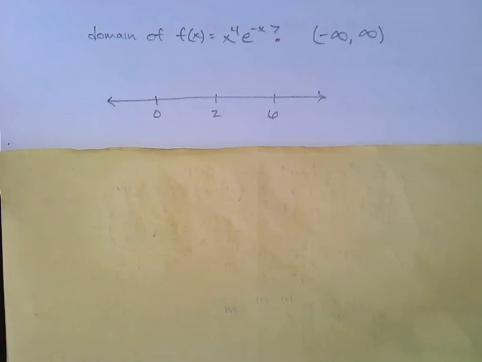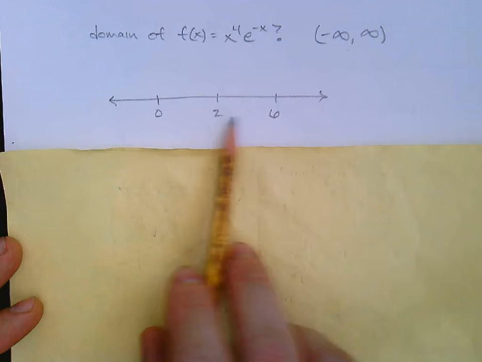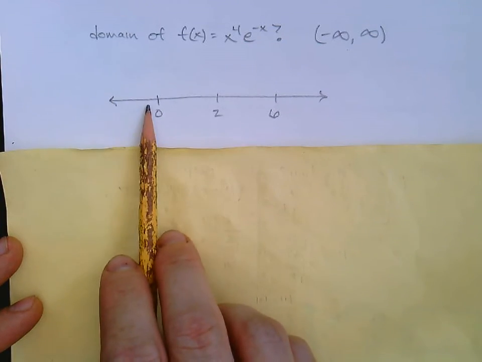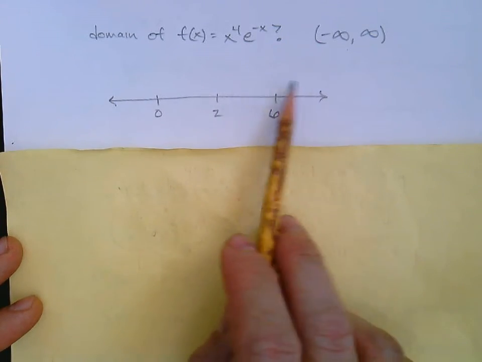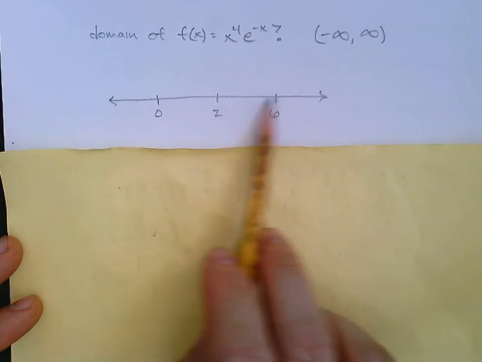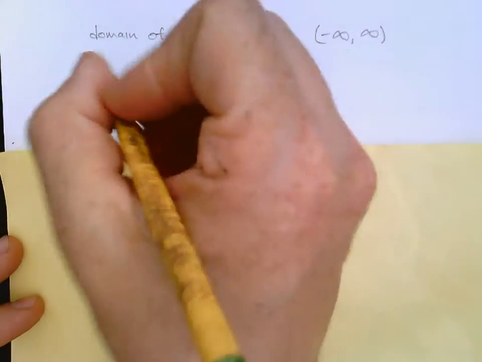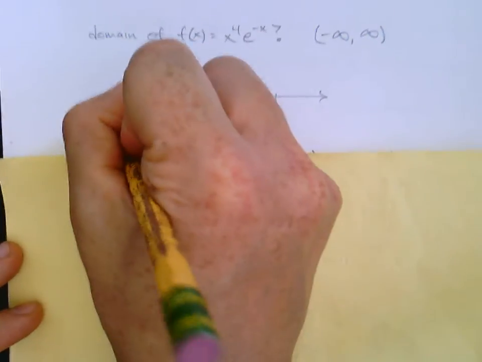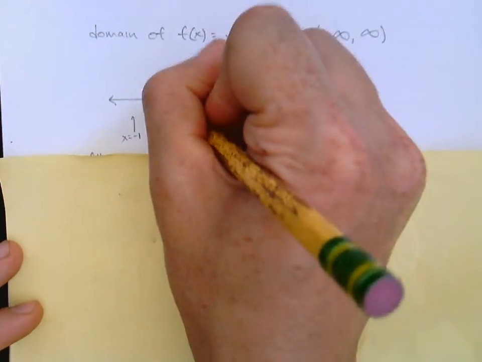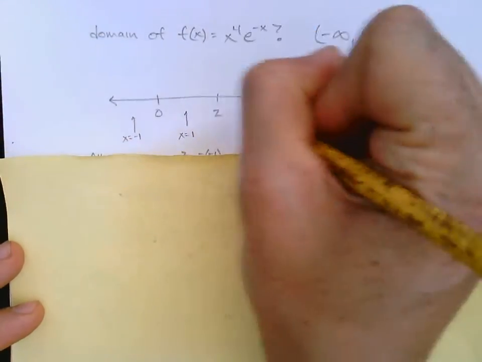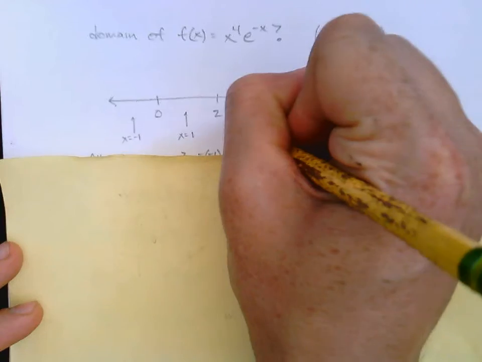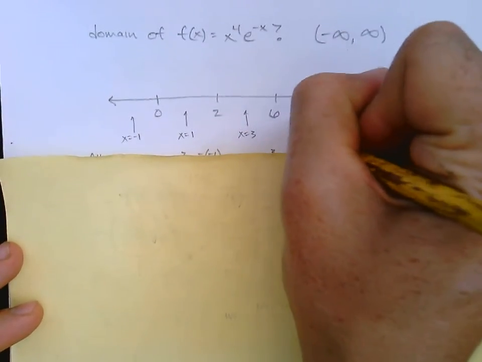And now you see, hey, we've got a case where we actually had three criticals, so that makes 4 different intervals. So we got to plug in 4 different numbers, one from each. So I'm going to go ahead and pick -1, +1, 3, and 7.